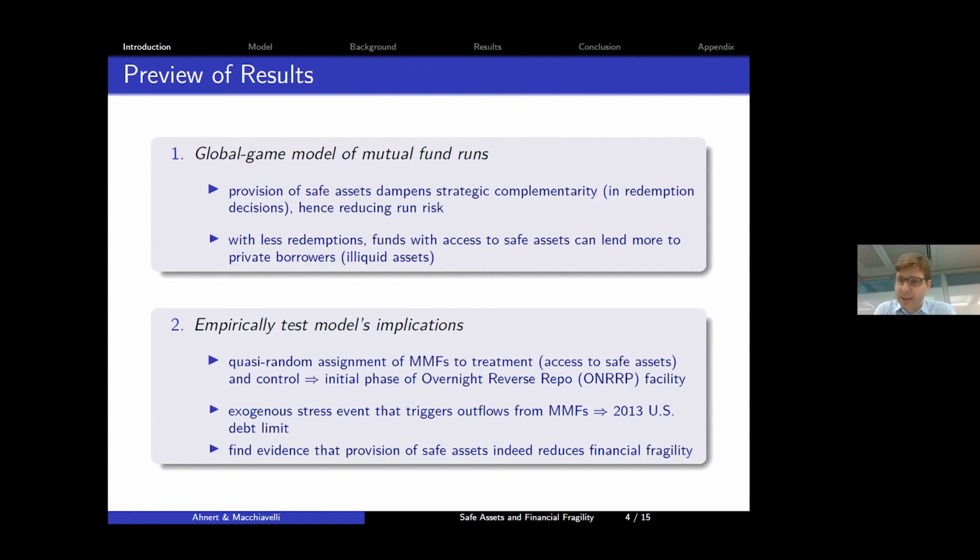And the second aspect is that at the end of 2013, we had the US debt limit episode. So while treasuries are usually considered safe assets, around the debt crisis episodes, they're actually not. The safest assets in those periods are the overnight reverse repo as offered by the Federal Reserve. So in using that empirical laboratory, we find evidence consistent with the two implications of the model, whereby access to safe assets first reduces the run risk of money funds, and second leads to more lending to the real economy.